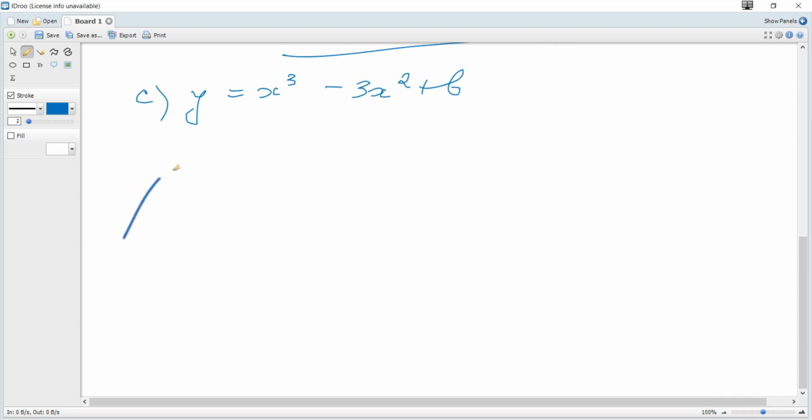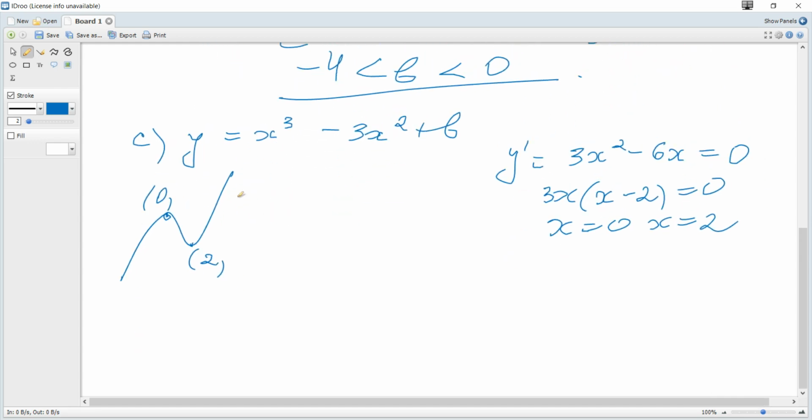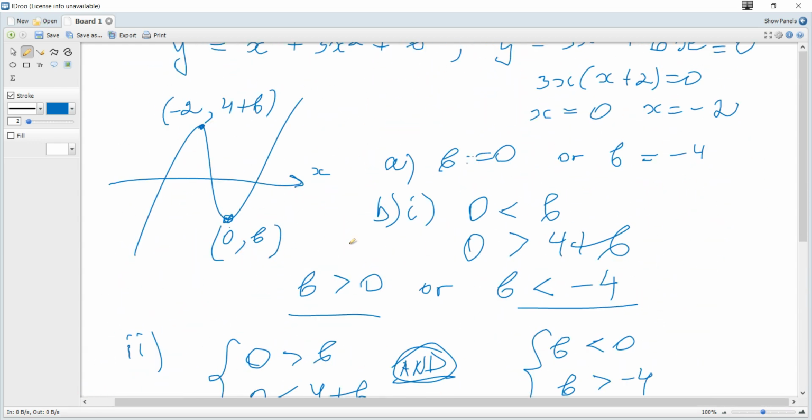And actually everything is absolutely similar. So now the derivative becomes what? 3x squared minus 6x, and it should be 0, so 3x(x minus 2) is 0, x is 0 or x is 2. So now 0 is to the left and 2 is to the right, so at x is 0 there will be a maximum, at x is 2 there will be a minimum.